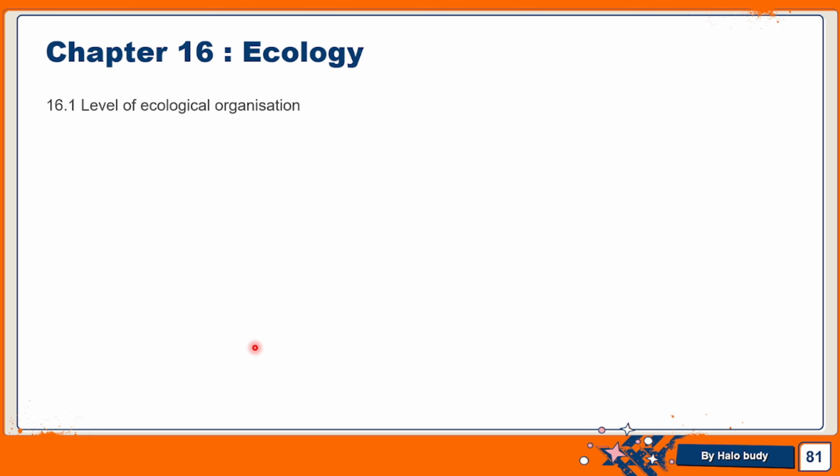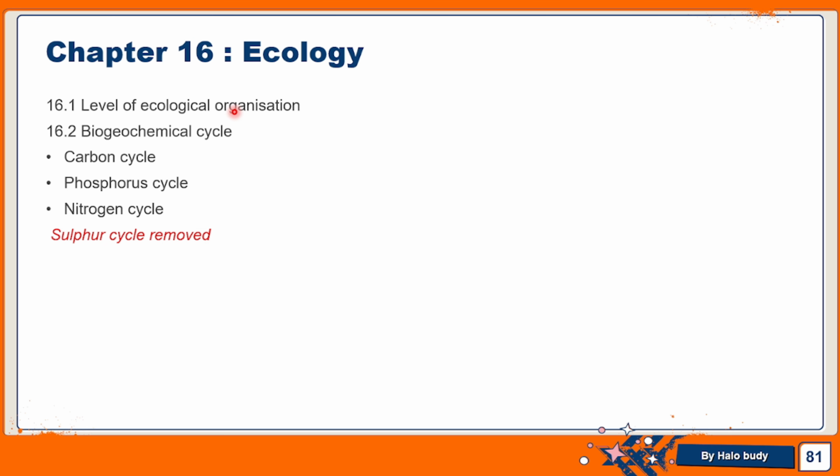Okay. So the first one is the level of ecological organization. This is the basic one. I think you already learned this in SPM. Abiotic factors, biotic factors, you learned that, and then the levels: cell, tissue, then organ, system, human, and then up again. So this is a very simple one. The second one is the biogeochemical cycle.